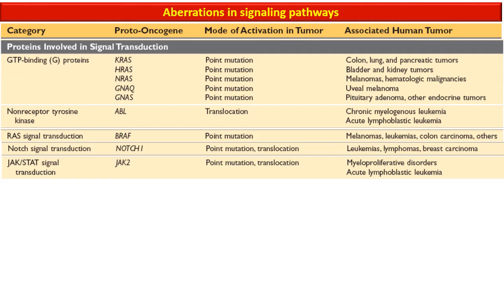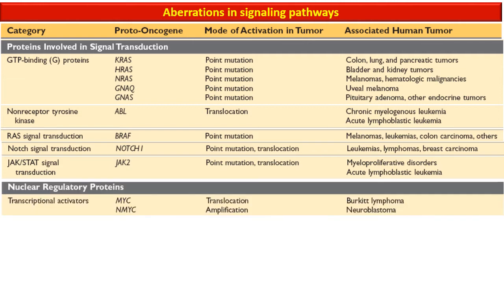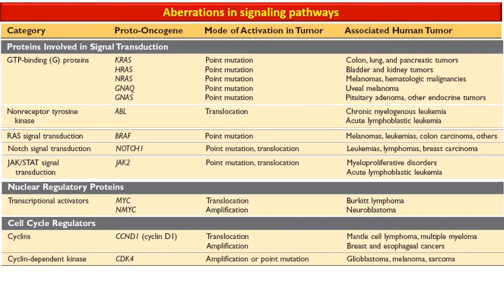JAK-STAT signal transduction pathway, the proto-oncogene is JAK2, which shows point mutation and translocation and is associated with myeloproliferative disorder and acute lymphoblastic leukemia. The nuclear regulatory proteins that are the transcriptional activators, MYC is translocated in Burkitt's lymphoma, while NMYC is amplified in neuroblastoma.